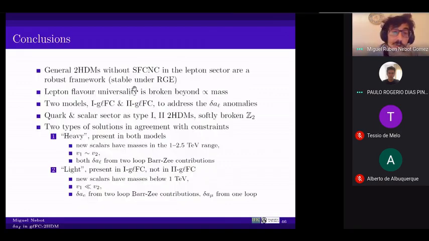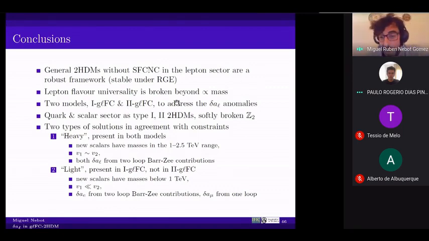So this was all. Just to summarize a little bit, within this kind of two Higgs doublet models, there are just a couple of properties that are nice in order to try to address those anomalies. One is that lepton flavor universality in the couplings of those new scalars goes beyond just mass proportionality, and this is an ingredient that you need in order to explain the anomalies. And the other, theoretically good property is that this kind of scenario in the lepton sector with general flavor conservation is stable under the renormalization group evolution.